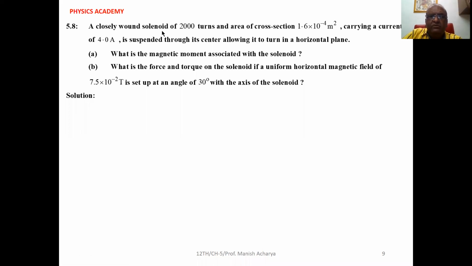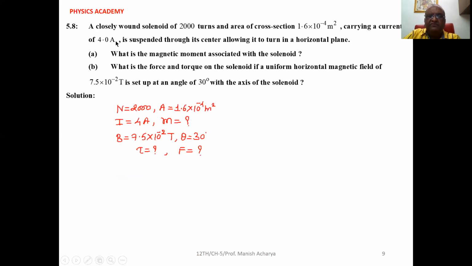5.8. A closely wound solenoid of 2000 turns and area of cross section 1.6 into 10 raised to minus 4 meters square, carrying a current of 4 ampere, is suspended through its center, allowing it to turn in a horizontal plane. A. What is the magnetic moment associated with the solenoid? B. What is the force and torque on the solenoid if a uniform horizontal magnetic field of 7.5 into 10 raised to minus 2 Tesla is set up at an angle of 30 degrees with the axis of the solenoid?